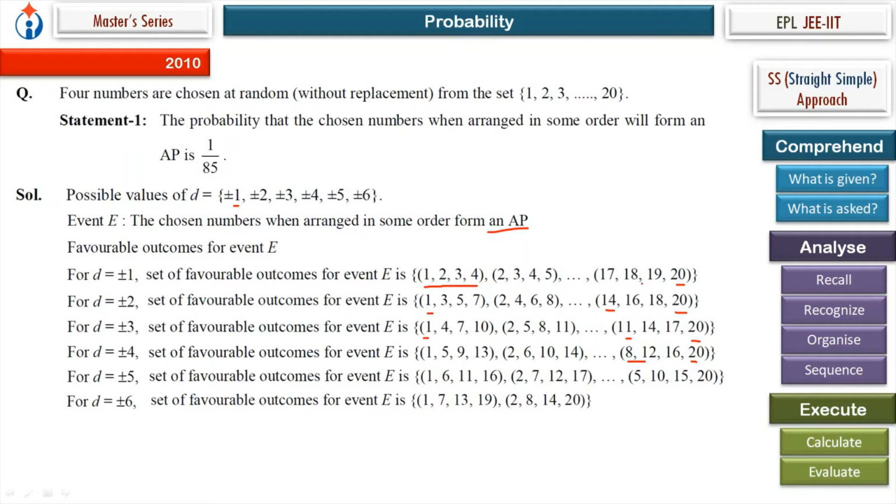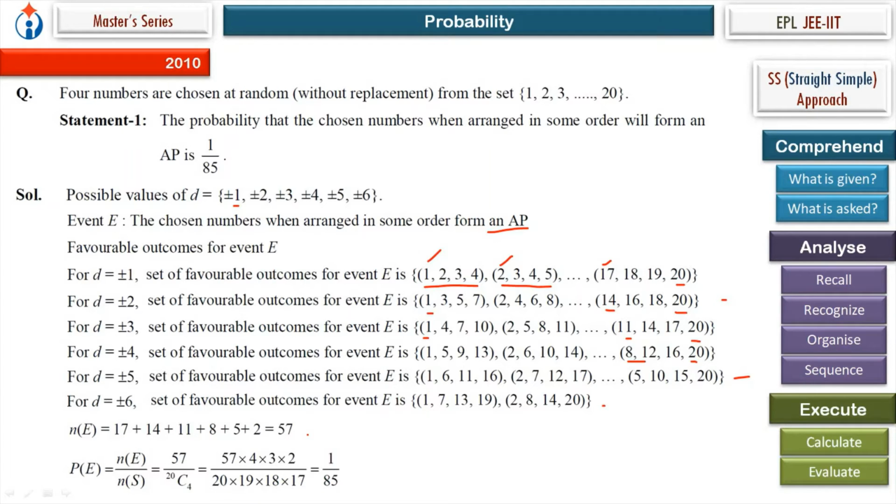Favorable outcome. This is one outcome, this is another. If you look into this, for D equal to plus minus 1, the first number starts from 1, then in the second it is 2, and it goes up to 17. So if we count the numbers, it is 1 to 17. 17 here, 14 here, 11 here, 8 here, 5 here, 2 here. 17 plus 14 plus 11 plus 8 plus 5 plus 2 is equal to 57. So n of E is equal to 57. And probability of occurrence of event E, if we put the values, we get the answer 1 upon 85. So statement 1 is true. Straight, simple approach.